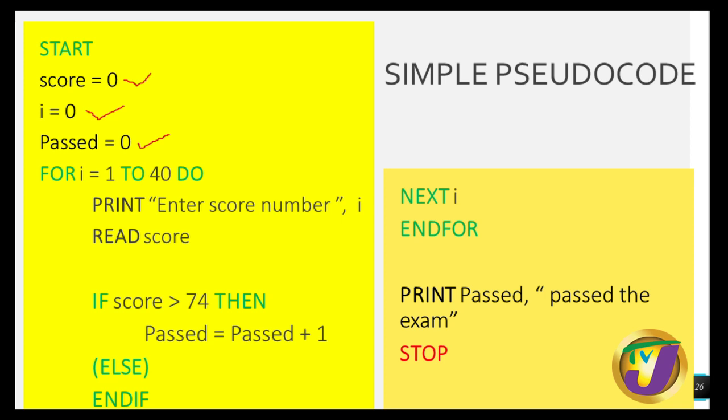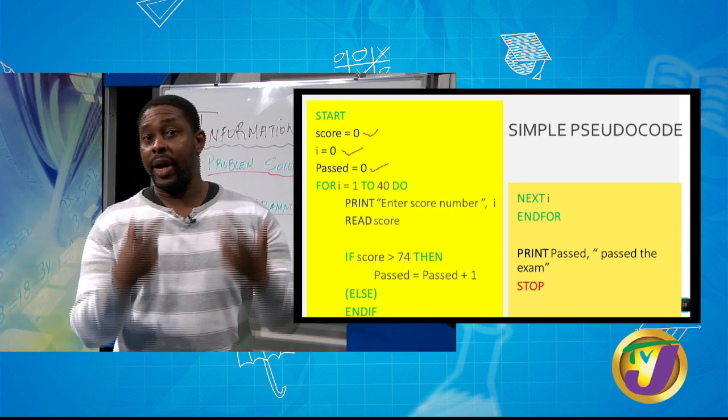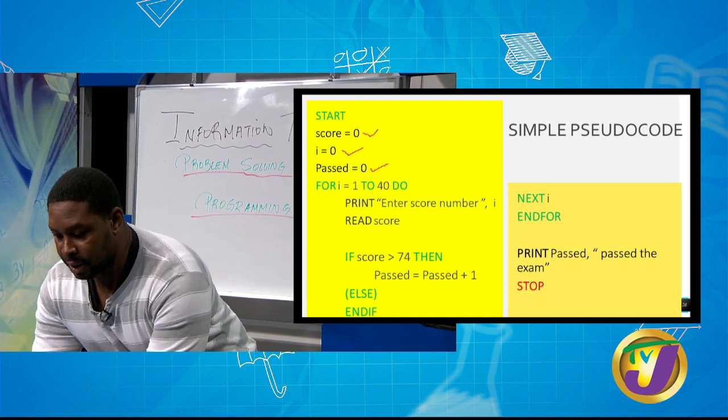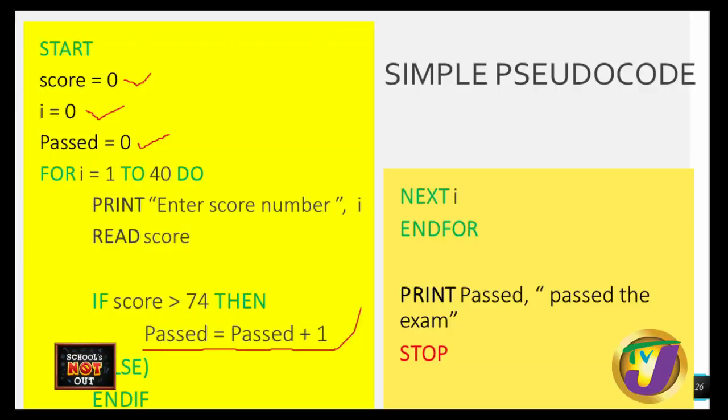1. Now just to explain that quite quickly, the initial value of passed is 0, which means that if we find someone who has passed, that statement is going to say passed equal 0 plus 1. And then that passed becomes 1. If we do a second score and that person has passed, the statement will now say passed is equal to what passed was, which is 1, plus 1, and that gives us 2.